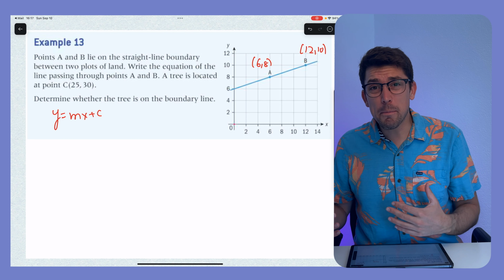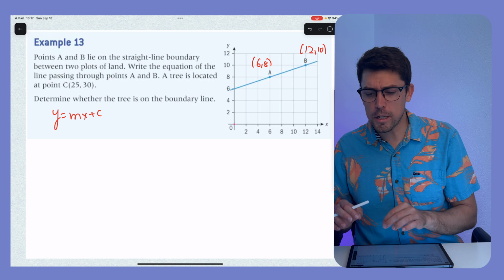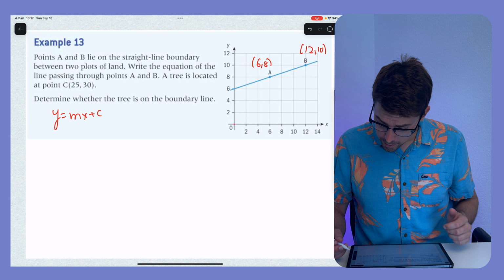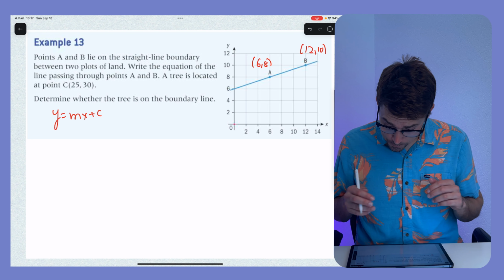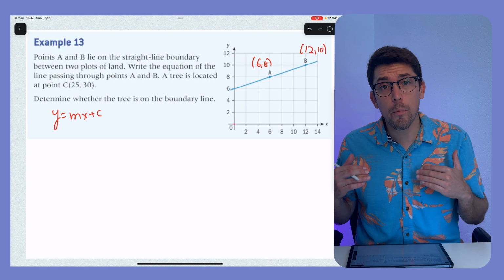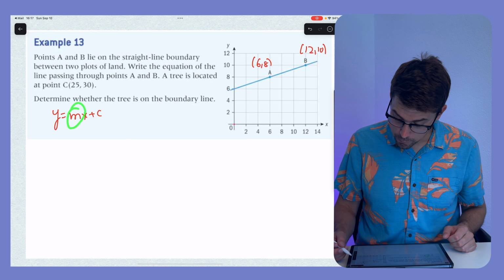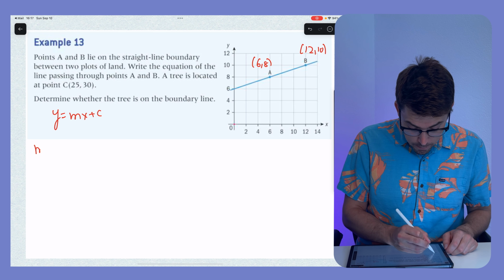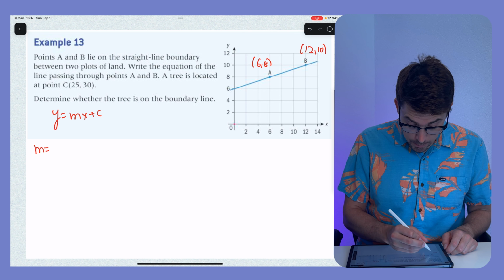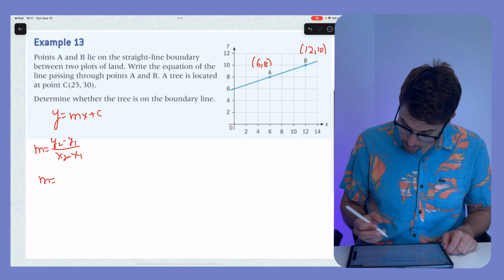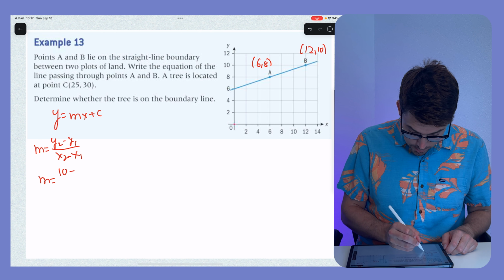Since I'm given A and B, I really want to make sure that I use those coordinates, because those are definitely going to be the easiest ones to pick out, and I know that they are going to match up on this graph nicely. If I have two different points, I can find this value of m right here for the slope. So m, my slope or my gradient, is going to be y2 minus y1 all over x2 minus x1. That's going to give me 10 minus 8 all over 12 minus 6.